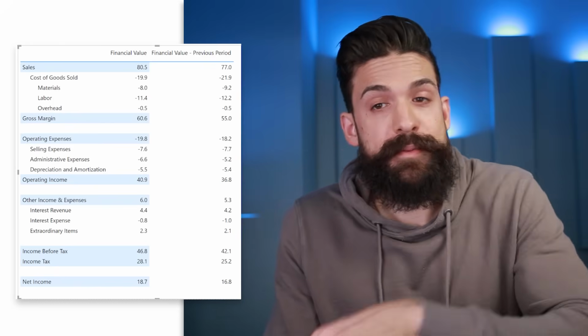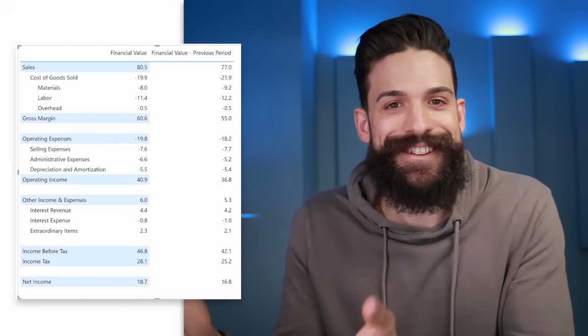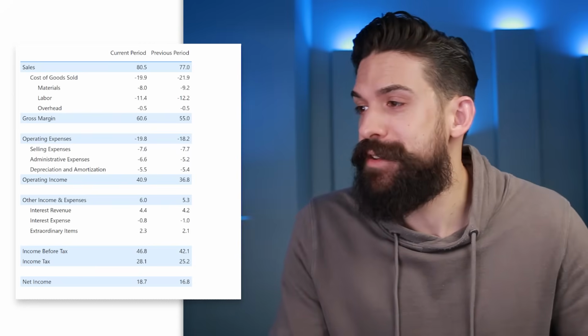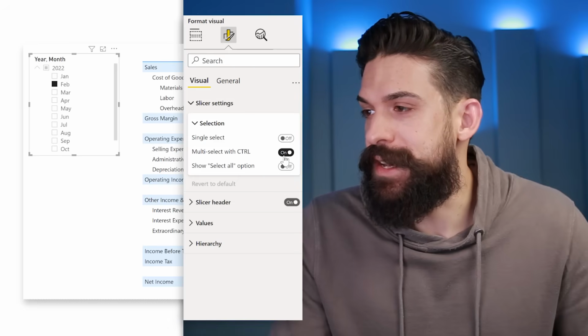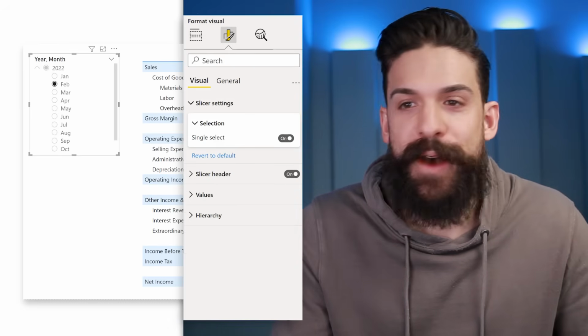Then we can also add this measure to the table and then just update the formatting so that it looks like this. And just to make sure that the end user can only select one period at a time, I would go here to the slicer settings, turn multi-select off, and single select, let's turn that one on.